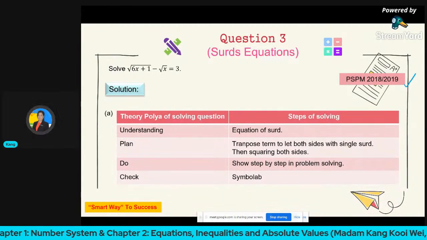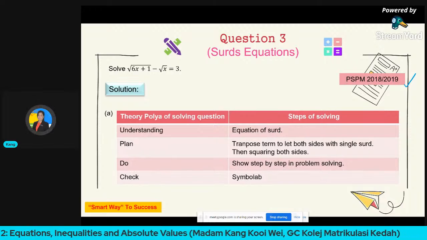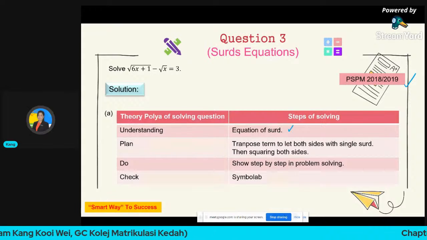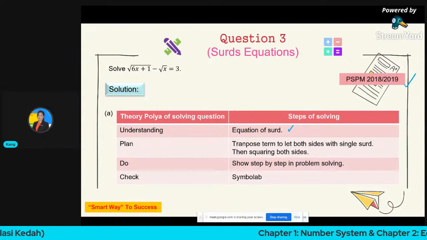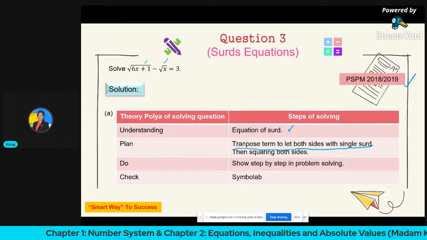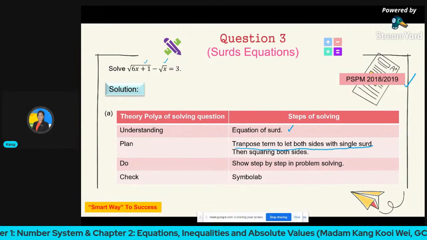Okay, so again, the POYA come out again. Okay, the POYA theories of solving problem. For the first step, we need to understand. So it is the equation of the surd. We need to plan, choose the correct method to solve it. Okay, since we have surd at one side, so we transpose the term to let one side with single surd to make our calculation more easy.